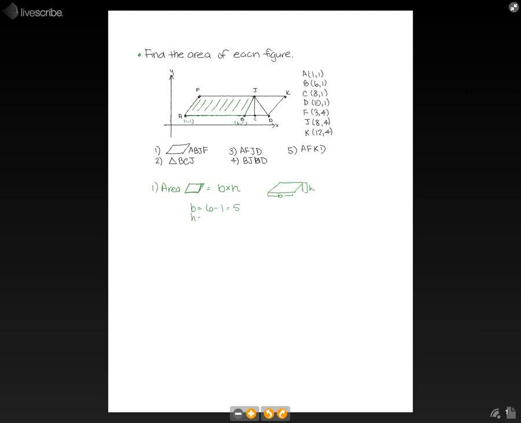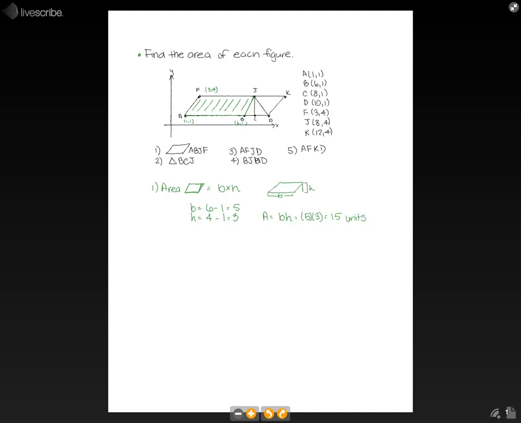The height: F is at the point (3, 4), and the height is dealing with the y-coordinates. So we go from 4 all the way down to this line, AB, which is on the line y equals 1, so 4 minus 1 equals 3. So that's just done by looking at the coordinate points and figuring out if we're looking at the x-axis or the y-axis. That means that the area is going to be B times H, or 5 times 3, which is 15. Since we don't have any units, we can just either leave it as 15 or we can write units.